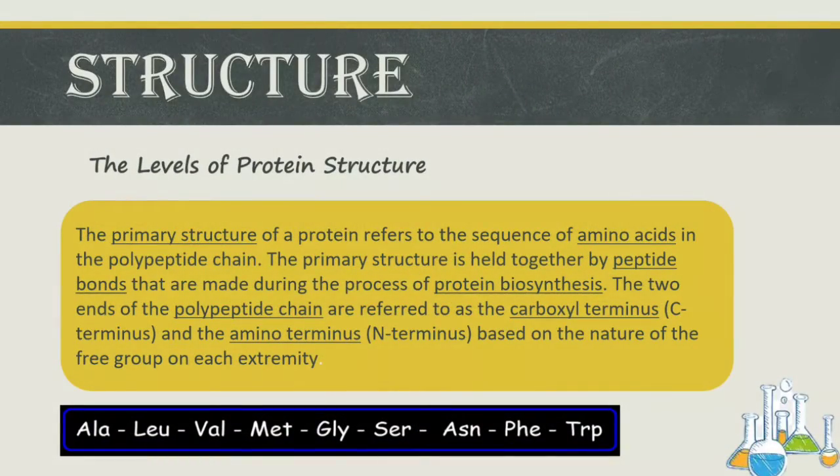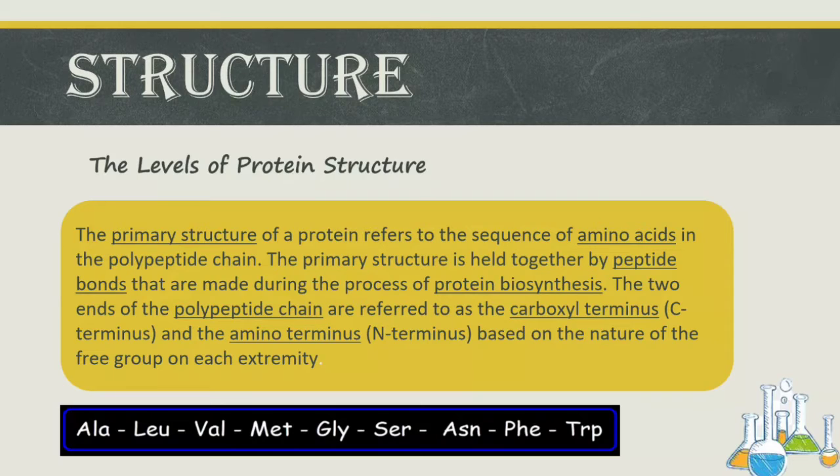Levels of protein structure. The first one is the primary structure of protein, which refers to the sequence of amino acids in a polypeptide chain. It is held together by peptide bonds that are made during the process of protein biosynthesis. The two ends of a polypeptide chain are referred to as the carboxyl terminus or C-terminus and the amino terminus or N-terminus, based on the nature of the free groups on each extremity.